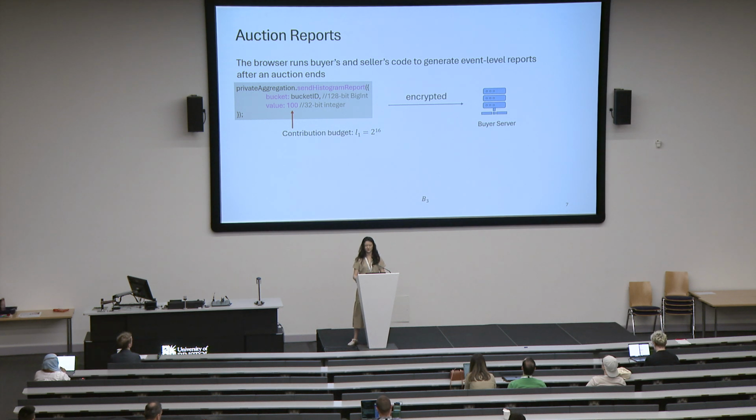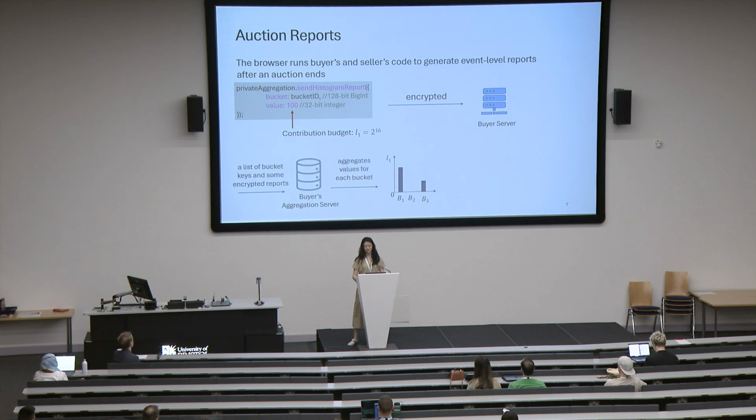Another critical privacy mechanism is the design of auction reports. After an auction ends, the browser runs the buyer's and seller's code to generate event-level reports in the form of key-value pairs and encrypts them before sending them out to outside servers. This is very similar to the attribution API that Adam just introduced. There is also a contribution budget limit, limiting the report value for each user, which is also the same L1 equals 2 to the 16.